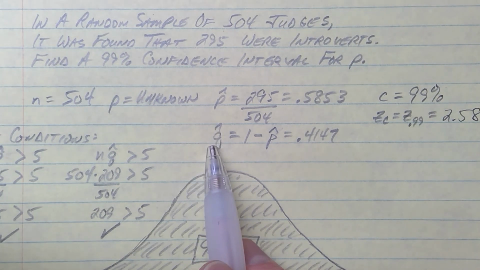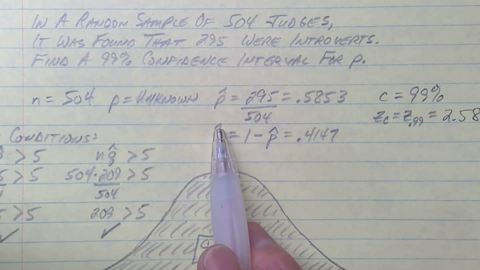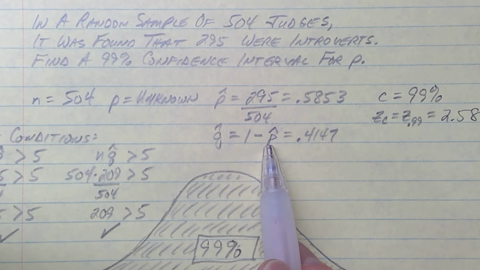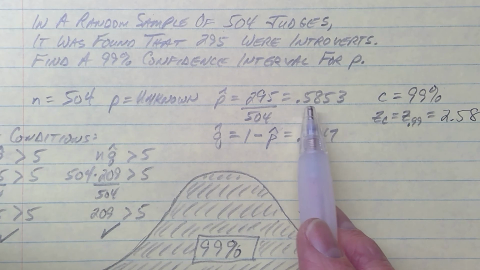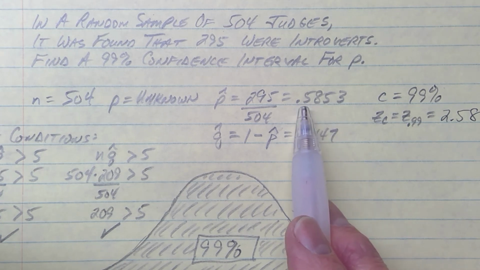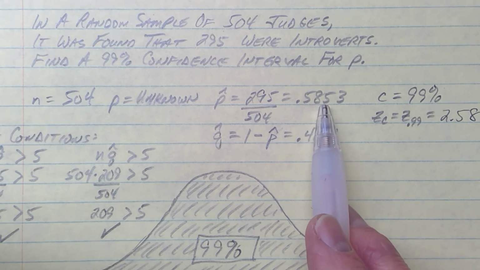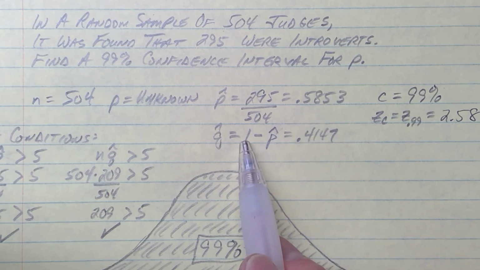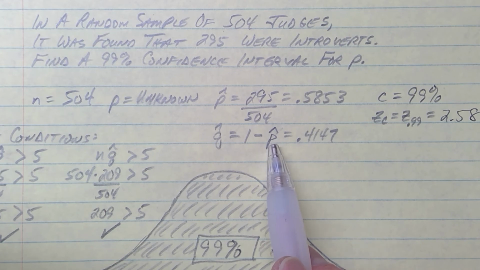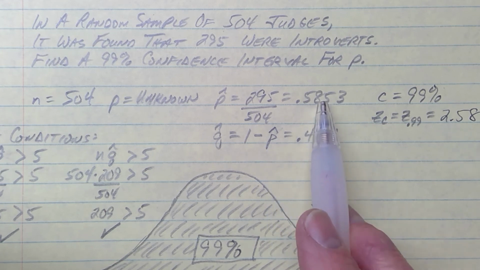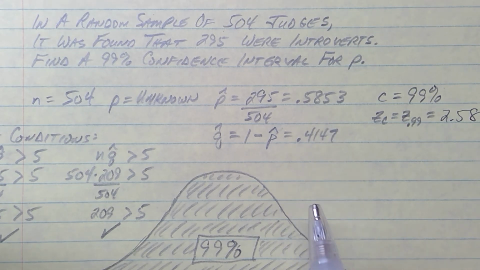Now what about the rest of them? The ones who are not introverts, that's q-hat. Easiest way to do it is 1 minus whatever p-hat was. So going back to my weatherman example, if there's a 59% chance of rain, that means there's a 41% chance that it won't rain. You just subtract this from 100%. Now we're speaking decimal, so we're just going to subtract it from 1. So 1 minus the chance that they are introverts gives you the chance that they are not introverts. And make sure they add up to 1, or 100%.